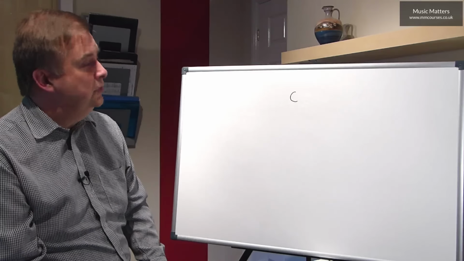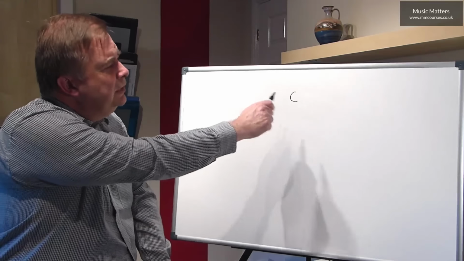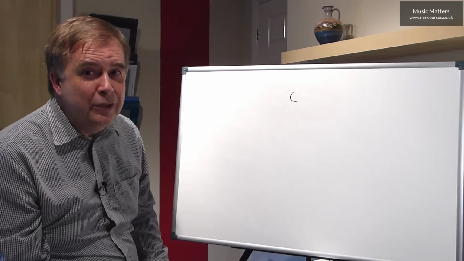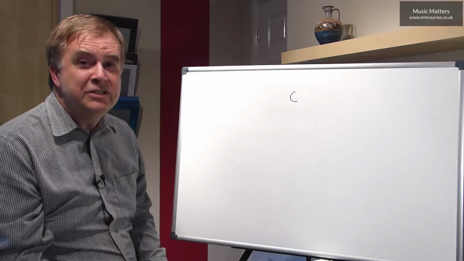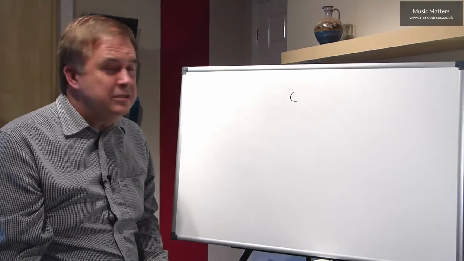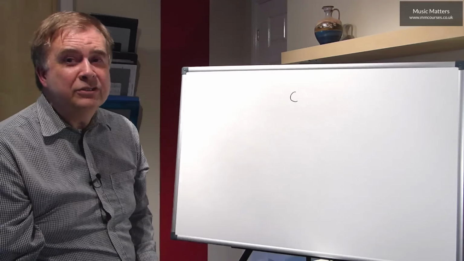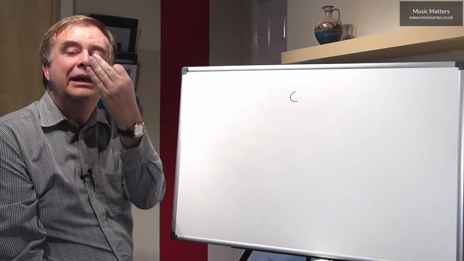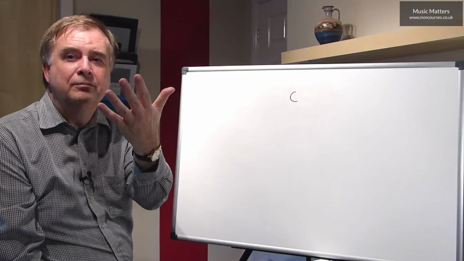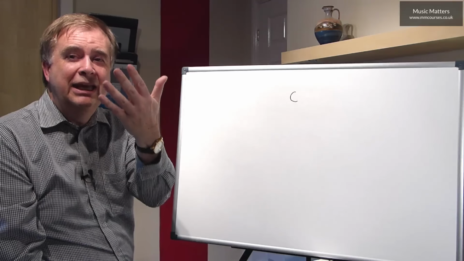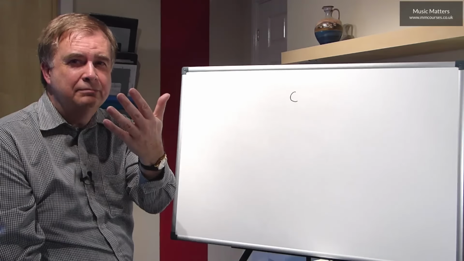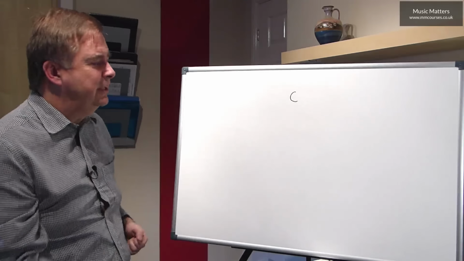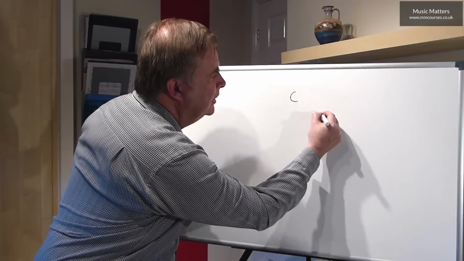No sharps, no flats. What we're going to do to find a major key that comes after that is we're going to count up 5 in just the same way that we did intervals. So if I count C as number 1, C, D, E, F, G. So in other words, G is a fifth above C. You might just be beginning to see why this is called the circle of fifths. And I'm going to put G over here.